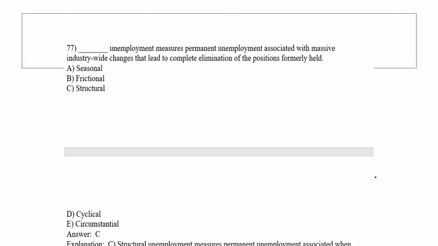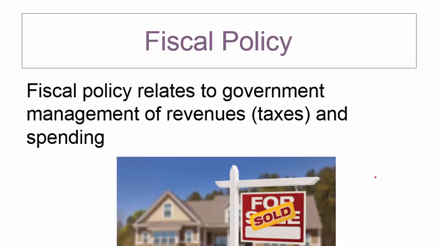Which of these do you think the government's going to try to control the most, or has the ability? I mean, I'm sure if they could, they'd try to control all of them. But which one do they tend to focus on? The cyclical unemployment. Okay.